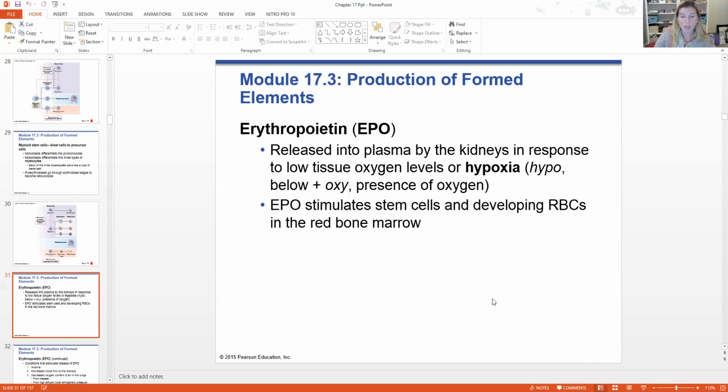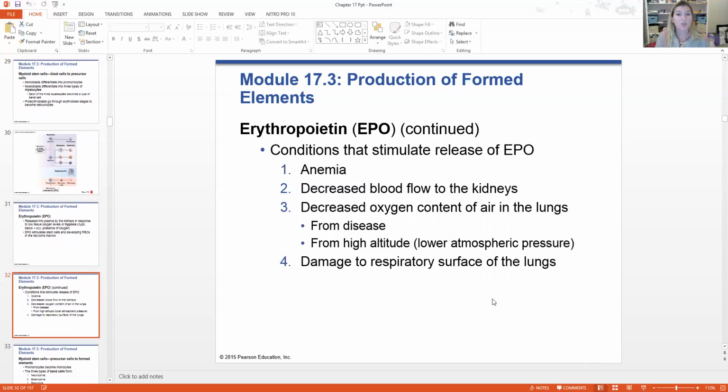So, and that all happens in the bone marrow. EPO is going to be stimulated under conditions like anemia, decreased blood flow to the kidneys, maybe decreased oxygen, either from disease, high altitude, or any damage that occurs to the lung surface, which is going to eventually affect the oxygen content in your blood, all going to cause the release of EPO from the kidneys.